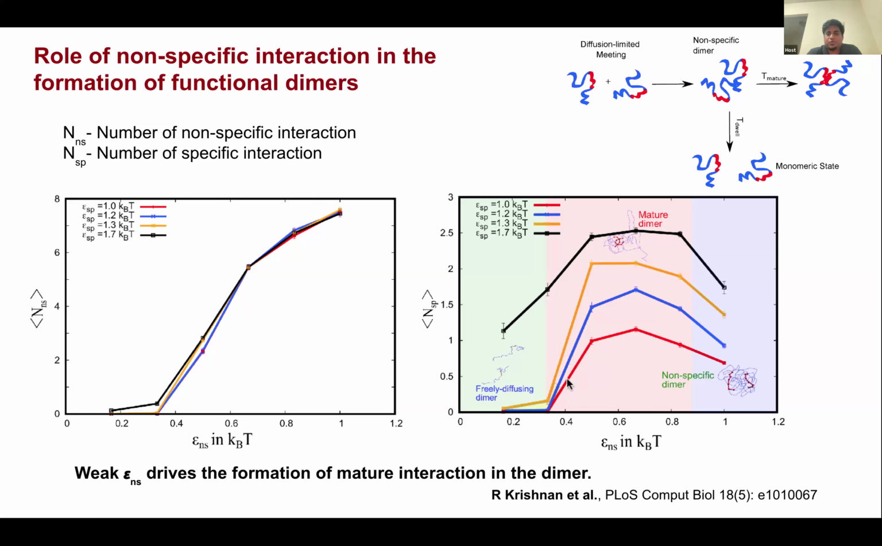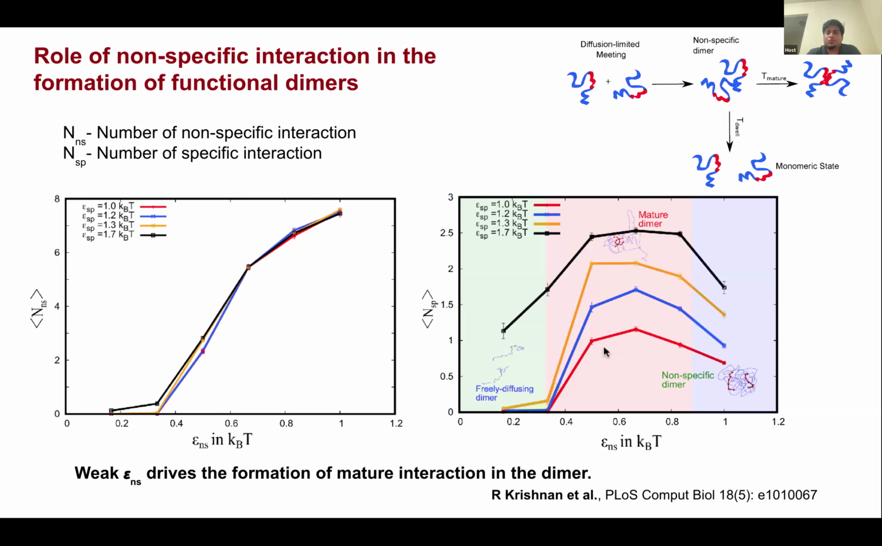So for example, if you see in only one graph, for a very low non-specific interaction, what happens is these two proteins will never come to each other to form a non-specific dimer and mature into, what do we call it, a mature dimer. This will never happen. For this non-specific dimer to form, we need a little non-specific interaction between these two proteins. That is the red region.